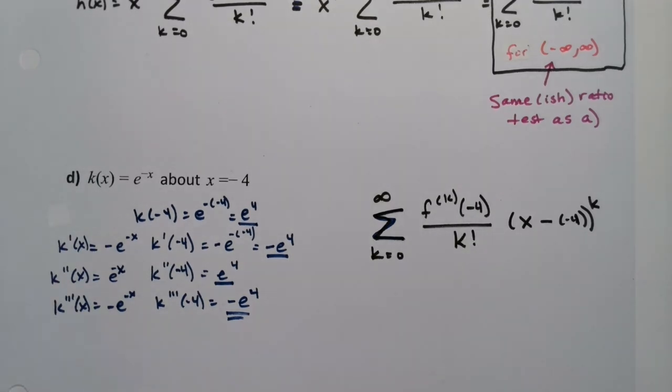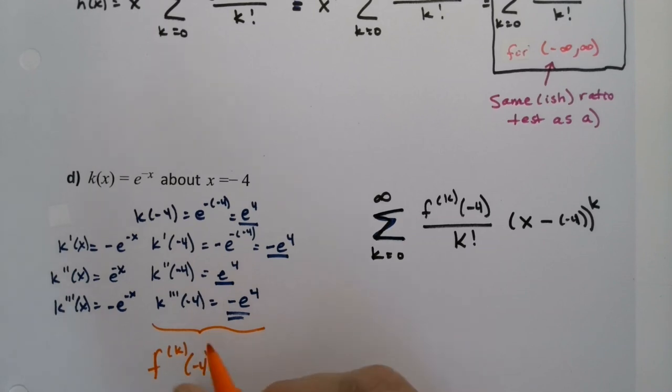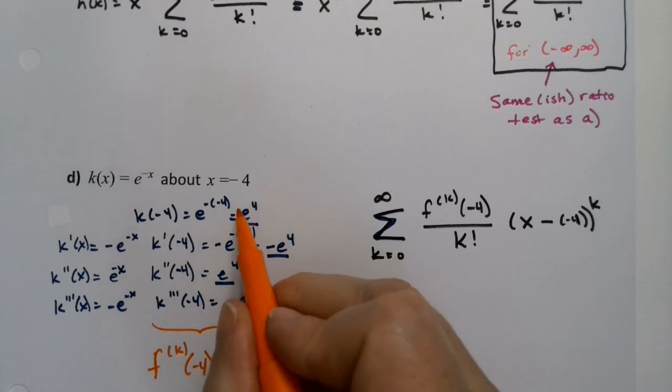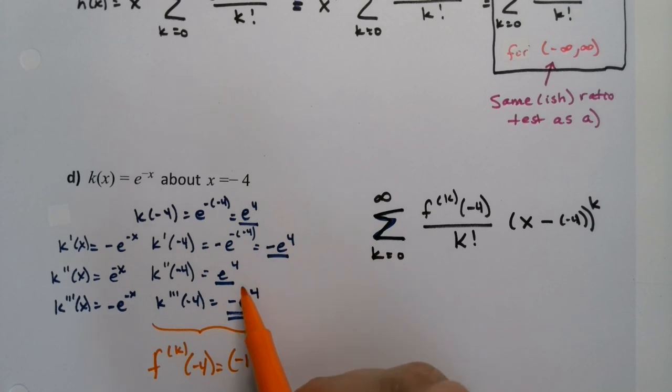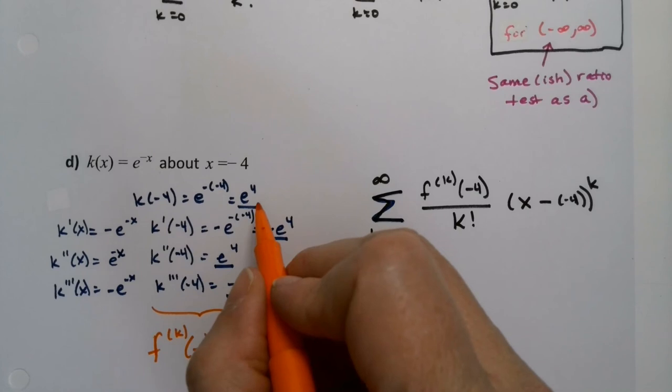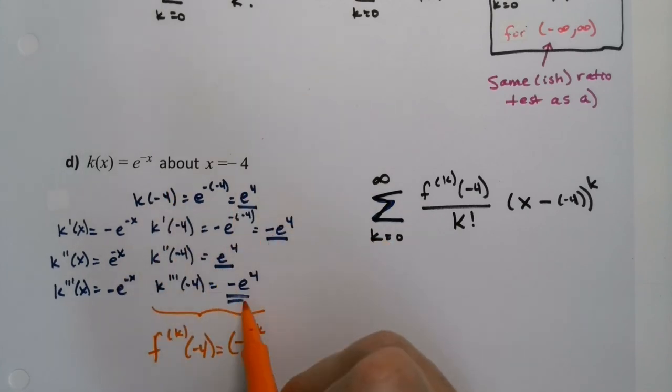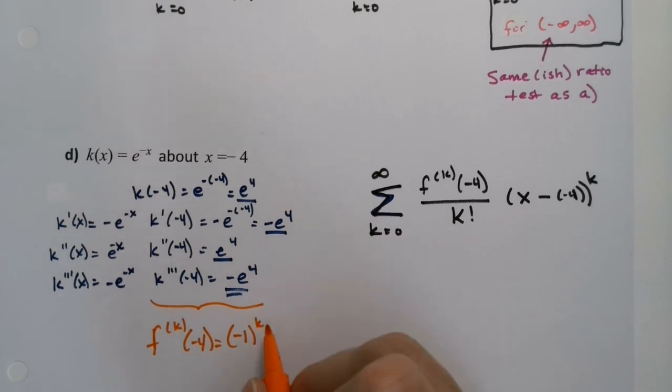So we can see that the kth derivative at negative 4 would be equal to negative 1 to the k. That'll get you your alternating. Zeroth derivative is positive. First derivative is negative. Second derivative is positive. So if I use k, that'll work, right? Because this is the zeroth derivative, the first derivative, second derivative, third derivative. So the odd numbers have to be negative, and the even numbers have to be positive. And then it's e to the 4. So that's what I'm going to substitute into the formula.